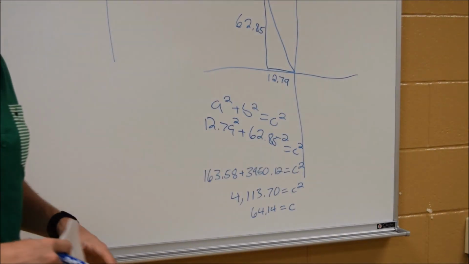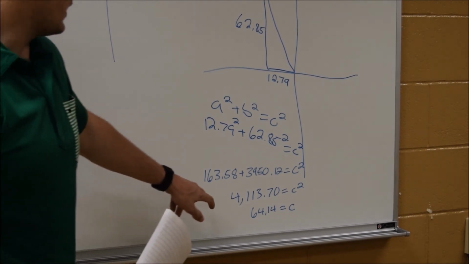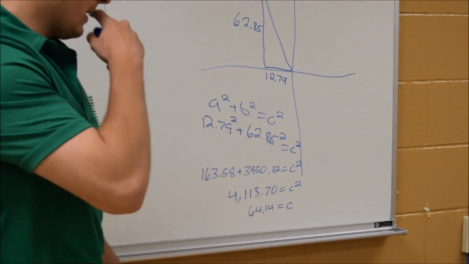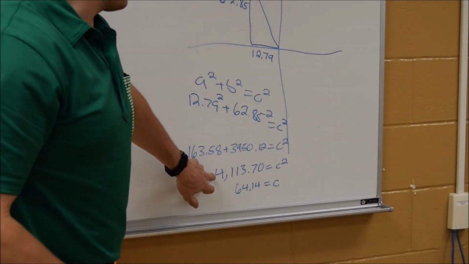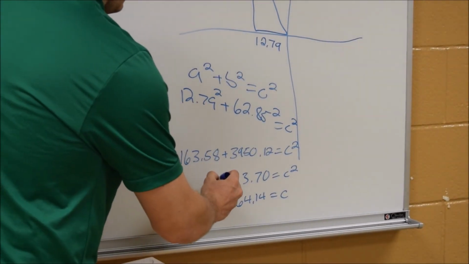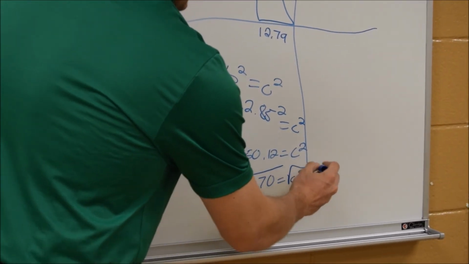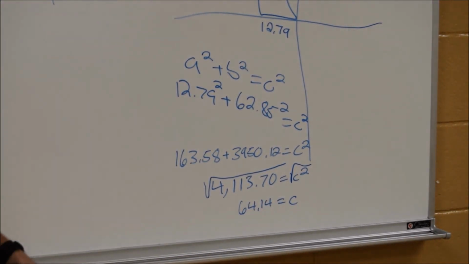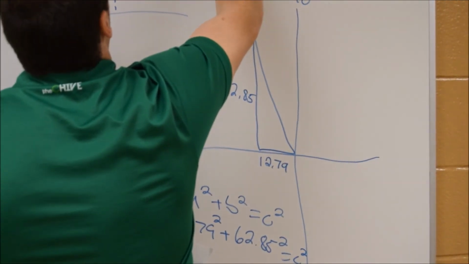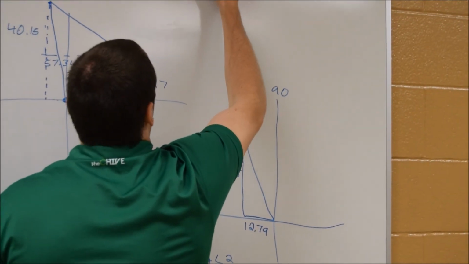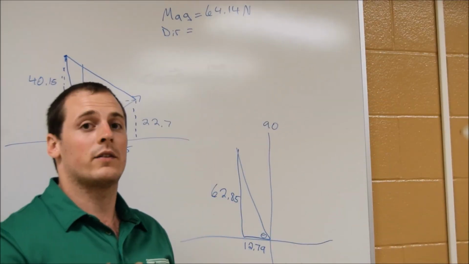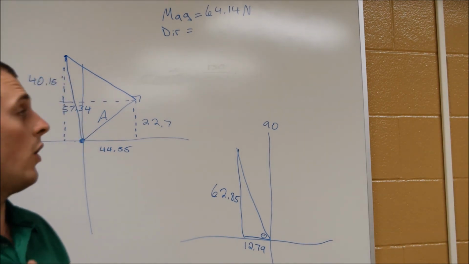All right, so I went ahead and did the rest of the math for this. This is 12.79 squared plus 62.85 squared. And when we add that up, we get 4,113.7. And then we take the square root of both sides. And when we do that, we get 64.14. So that solves our magnitude, which is equal to 64.14 newtons.